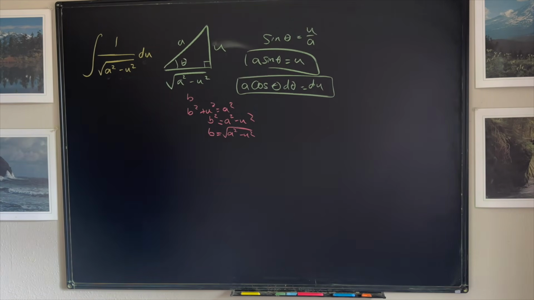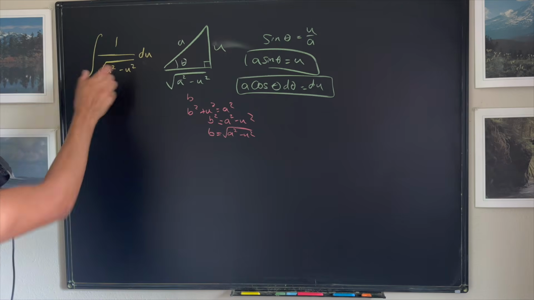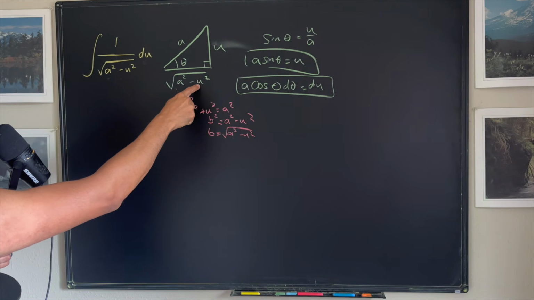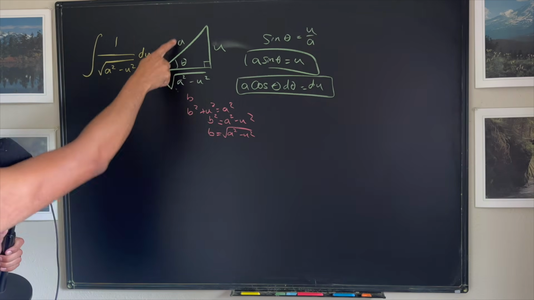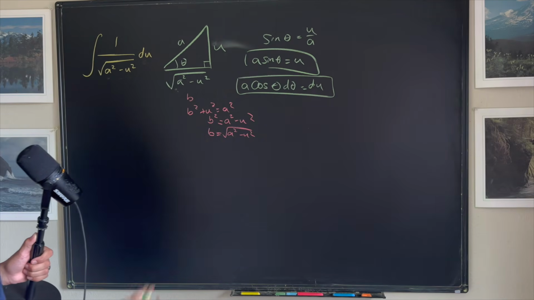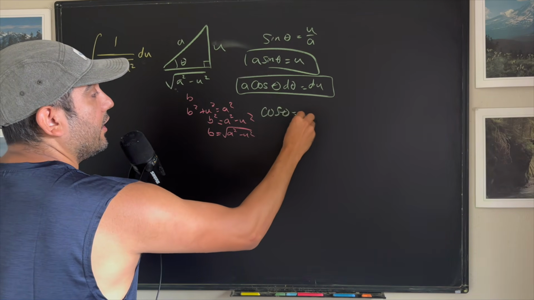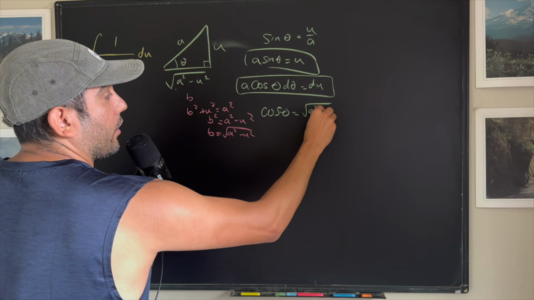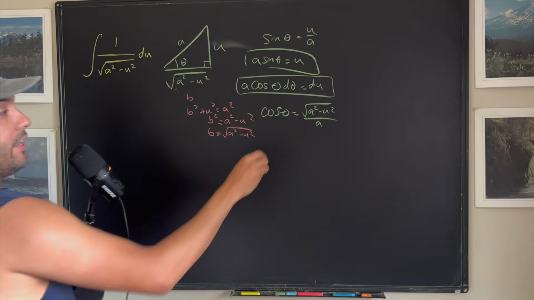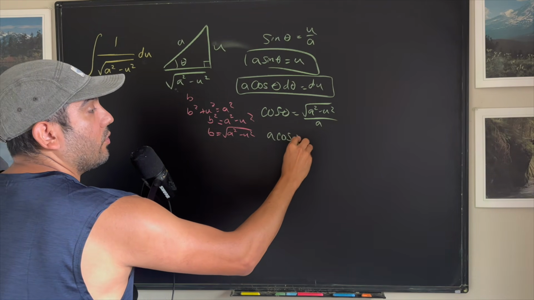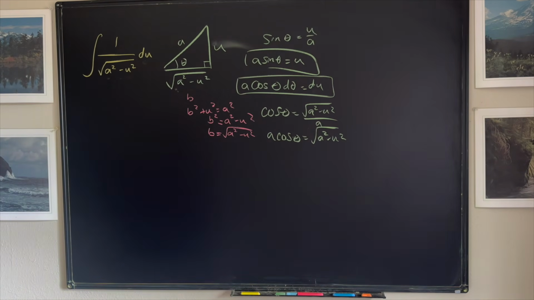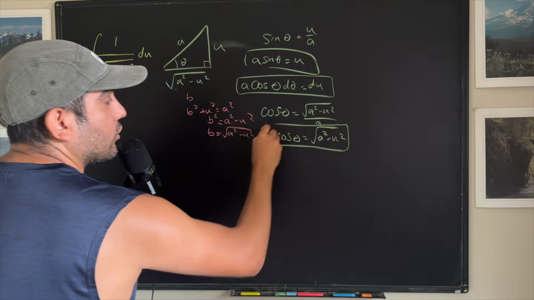One other thing that we need now is a representation for this square root value. Well, we have it right here in the adjacent side. So we're going to use the adjacent side. And since that has a variable, we're going to use a side that doesn't have a variable, which in this case is the hypotenuse. What's the relationship between the adjacent and the hypotenuse? Well, that's cosine. So we'll say that cosine theta is equal to the adjacent, root a squared minus u squared, over the hypotenuse, which is a. So we can go ahead and multiply the a to the other side and get that a cosine theta is equal to root a squared minus u squared. And so now we have a nice relationship for the square root of a squared minus u squared.